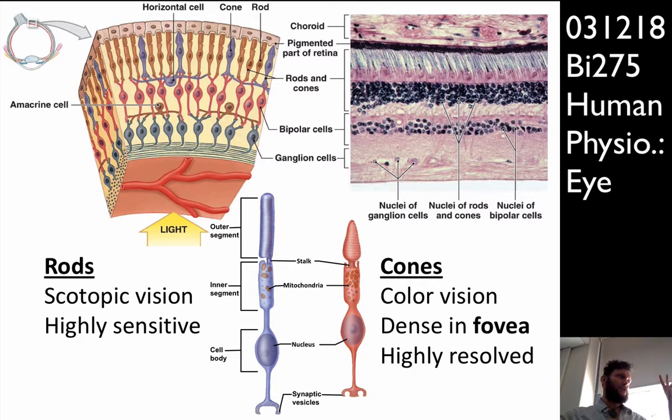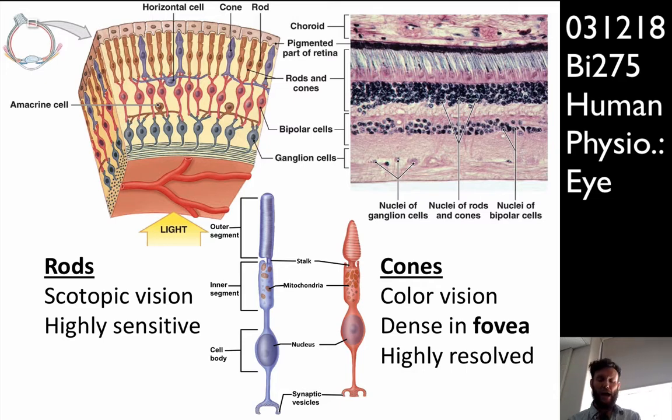This is supposedly black and white vision. This is your black and white vision, right? The rods. But it's not very highly resolved. It doesn't give you sharp, high definition. It just gives you low light sensitivity. So they're highly sensitive to light, but they don't give you a very well spatially resolved image.